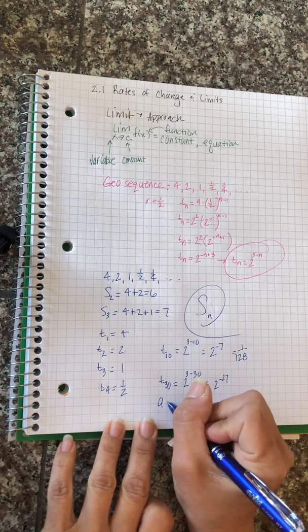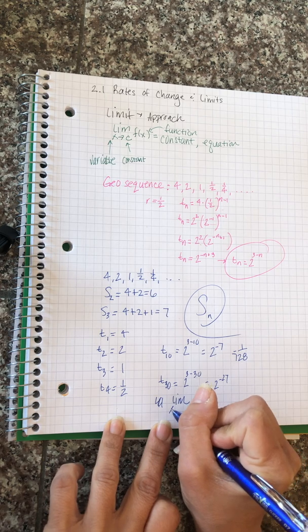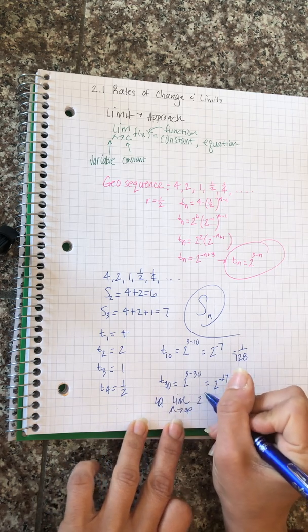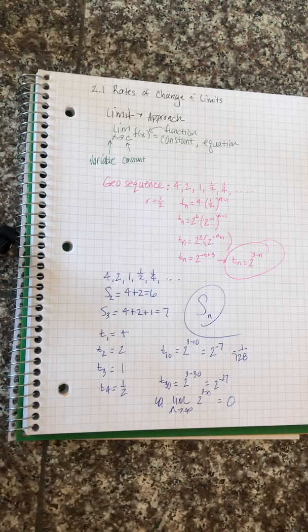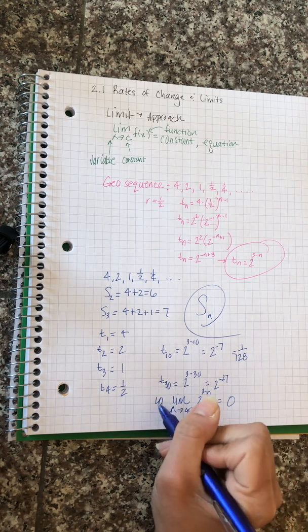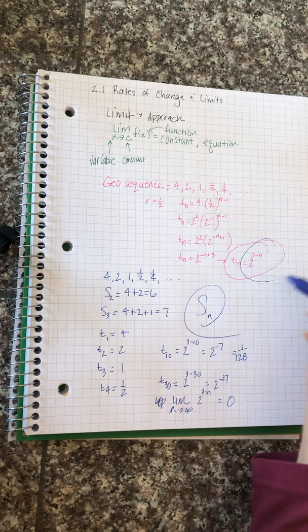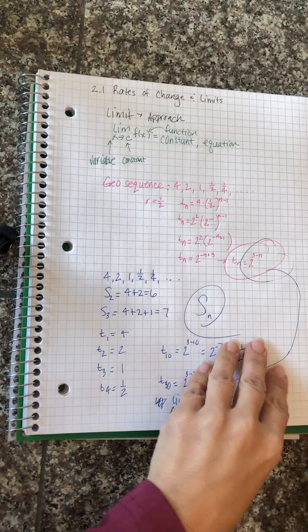So the limit as n approaches infinity of 2 to the 3 minus n is 0. That's supposed to be an infinity symbol. Sorry, I'm kind of out of practice. The limit as n approaches infinity of 2 to the 3 minus n, which came from here, is 0. Great. But what's happening to the sum?